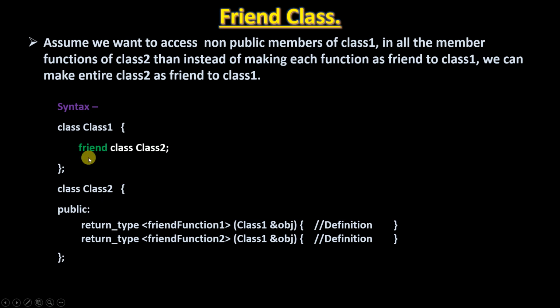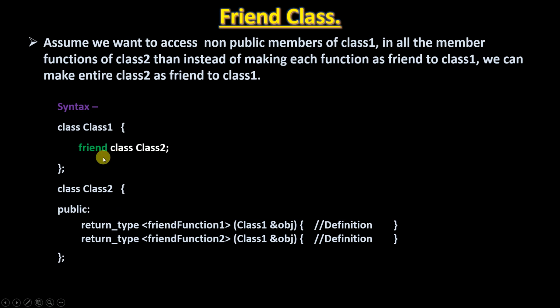Here, class 2 member functions are trying to access class 1 non-public members. In that case, you have to give the class 1 declaration first, then the class 2 declaration, and you have to give the prototype declaration of class 2 with the friend keyword in class 1, like friend class 2. This declaration you have to give.